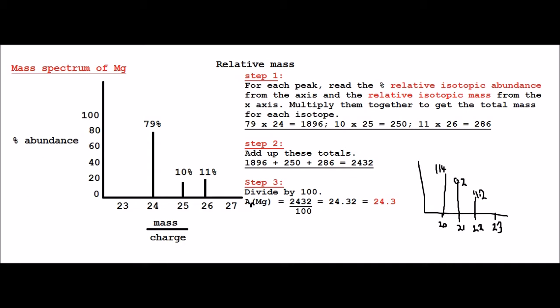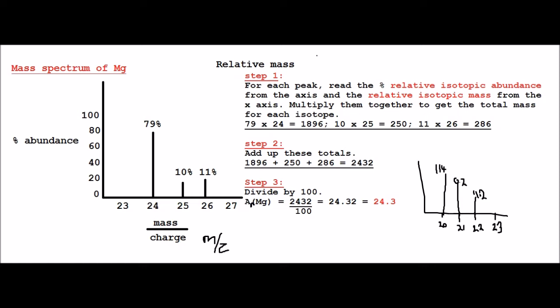So this is the percentage abundance, also known as the relative isotopic abundance, on the side here on the y-axis. And then this down here is the mass to charge ratio, and you can also write that as m/z, and this is on the x-axis here. And these lines here are the peaks.